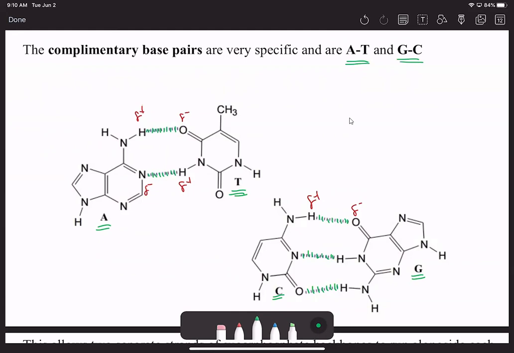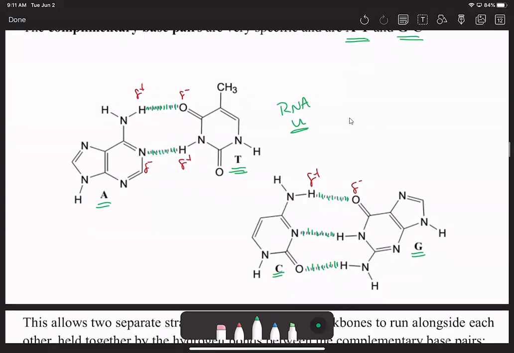C to G. Always. In RNA, we would replace thymine with uracil. So we would have A to U. Instead of A to T, we would have A to U. But again, uracil does not bond with cytosine, does not bond with guanine. We either make 2 hydrogen bonds between adenine and thymine or adenine and uracil, and 3 hydrogen bonds between cytosine and guanine. And they're very specific as to how that happens.